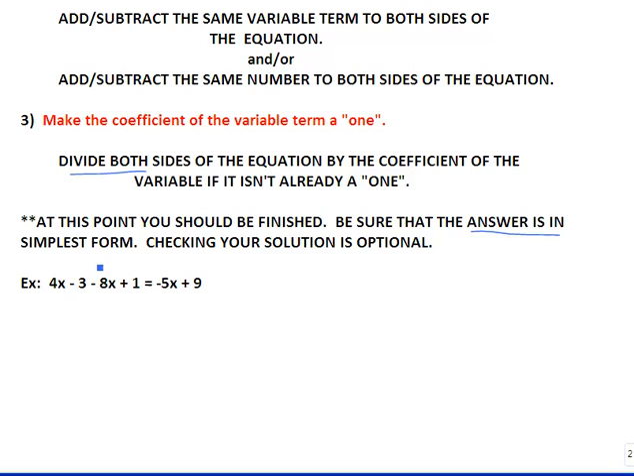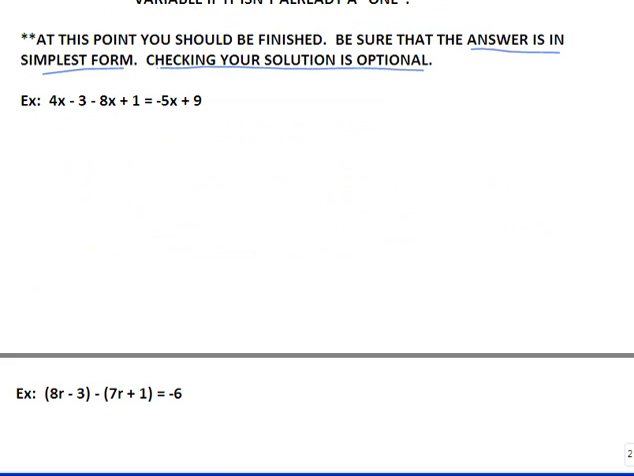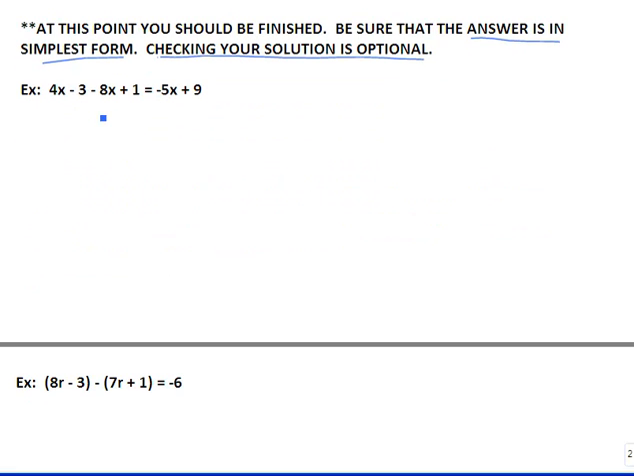You want to make sure that your answer is in simplest form, and if you have time, you can always check your solution by plugging it back into the original problem. So let's start with an example. 4x minus 3 minus 8x plus 1 equals negative 5x plus 9.